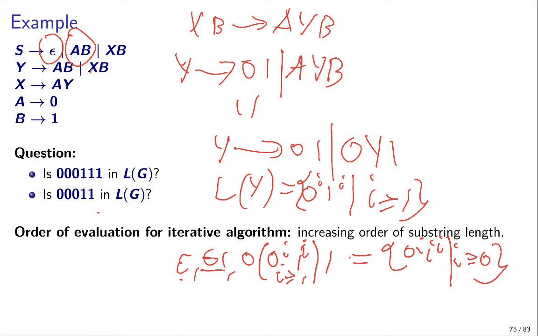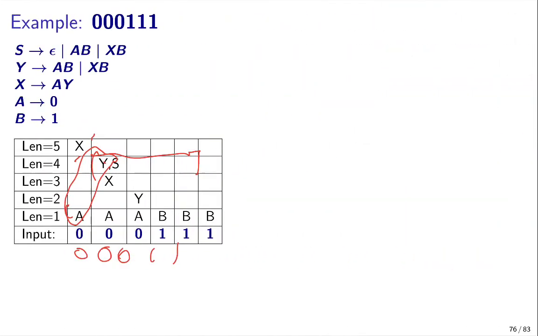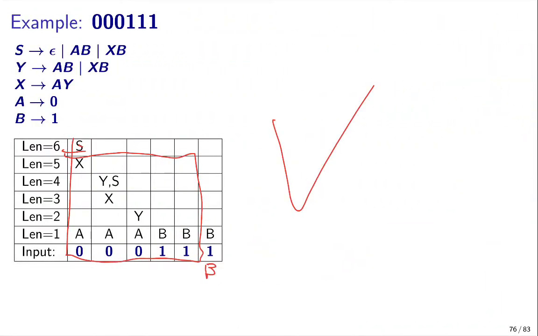So Chomsky normal form might be convenient for an algorithm, but it's not very fit for human consumption.